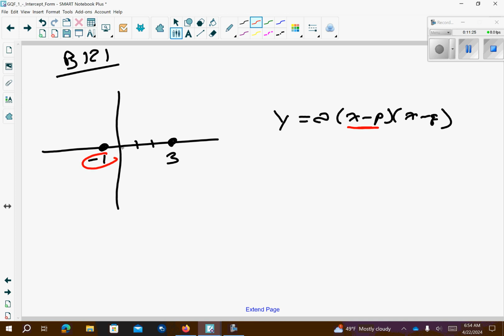If I have a negative 1 here, that'll be an x plus 1. If I have a positive 3 here, that'll be an x minus 3. And the a value, let's not worry about right now. This is my equation, just like that. Okay? Technically, the a value is a 1. We will cover that in a later class. And then let's take a look at problem number 2.